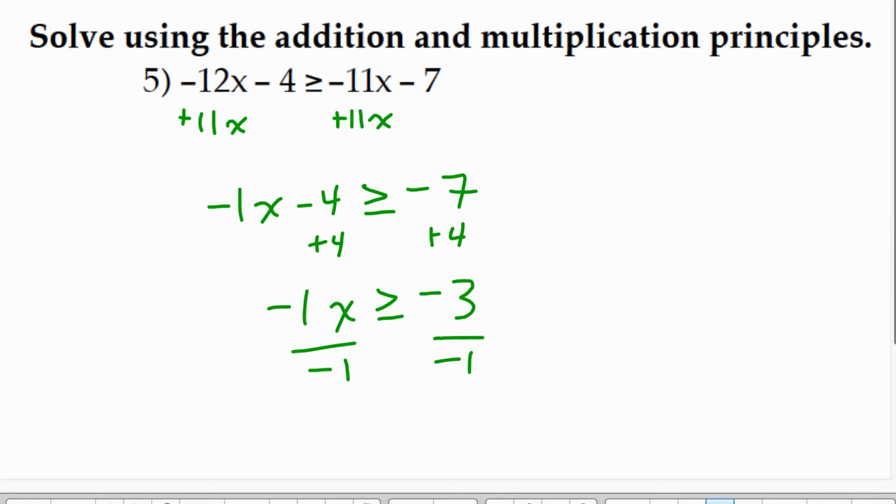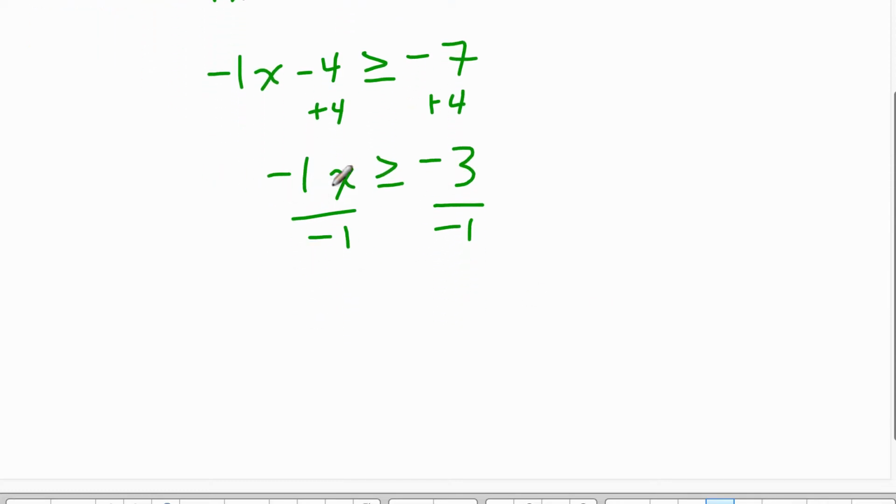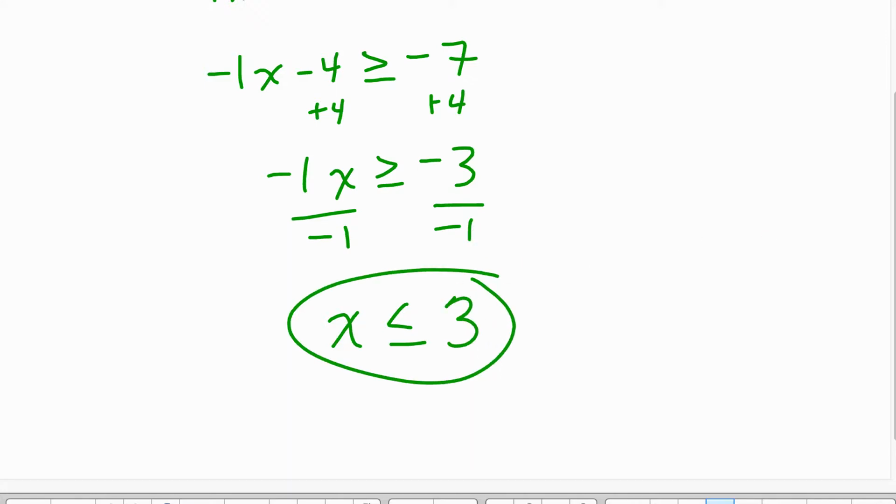Now that's the one rule that many people forget, is that if you have an inequality, and if you divide by a negative number, these cancel, all's good, but this sign must switch. So instead of a greater than, it's going to be a less than or equal to. Negative 3 divided by negative 1 is a positive 3. Okay, so that's my answer to that one.